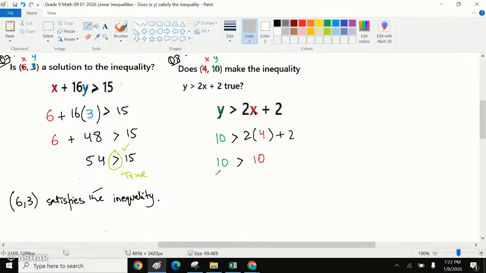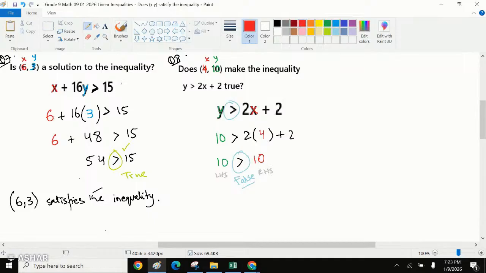Is the left hand side of the equation greater than the right hand side? Is this statement true? No, this is a false statement. Why? Because the left hand side of the equation is equal to the right hand side, right? But in the question it is given as greater. The left side should be greater. So this is a false statement.